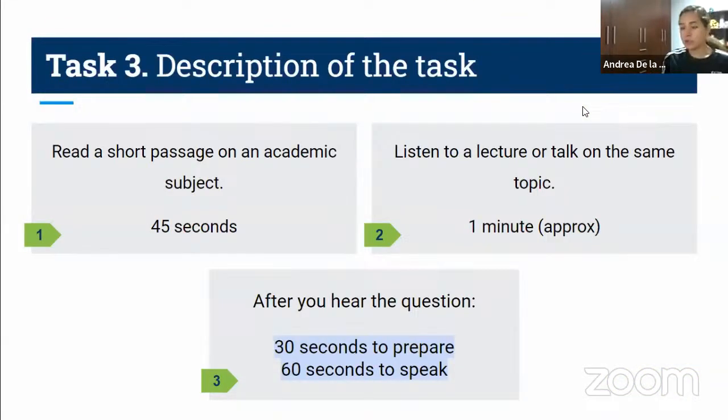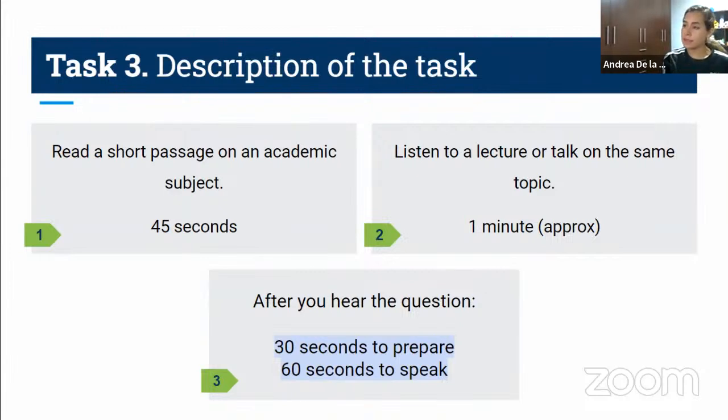So for this question, what you guys will have to do is pretty simple, very similar to question 2. The first thing is you will have to read a short text. This time it won't be a letter anymore, but instead it will be an academic text. You have to read this text for 45 seconds. You have only 45 seconds to read.